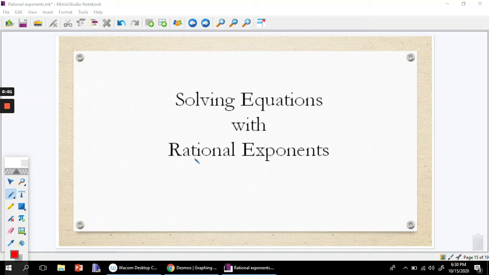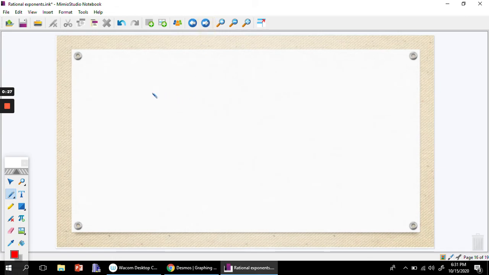Good morning. Today we are going to discuss how to solve equations with rational exponents. This is the second topic for the third unit. Yesterday we've discussed how to change rational exponents to radical form, and we are going to use that in solving equations with rational exponents. So before we proceed to the main topic, let us have first a recap of what we have discussed yesterday.